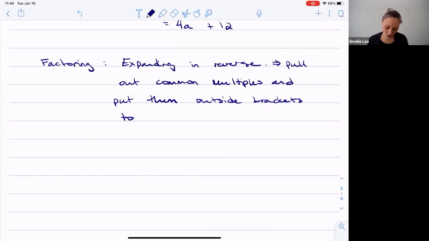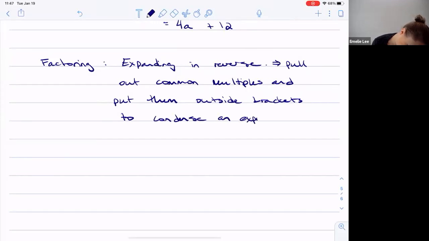Okay, so factoring is essentially expanding, but in reverse. You pull out common multiples and then put them outside brackets, and it's usually just to condense an expression. There can be other reasons you're factoring, to cancel, for example.